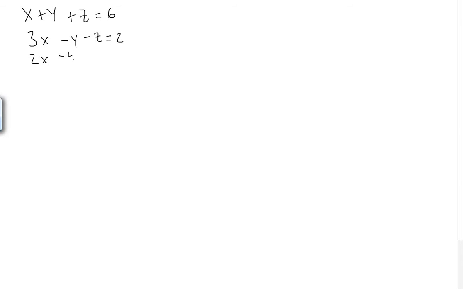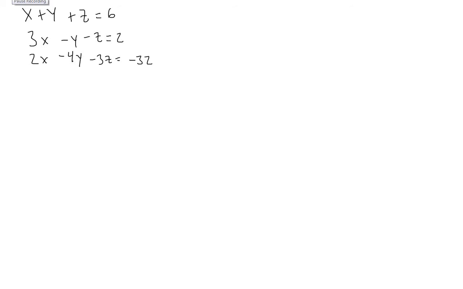All right, let's solve the system: x plus y plus z equals positive 6, 3x minus y minus z equals 2, and 2x minus 4y minus 3z equals negative 32.